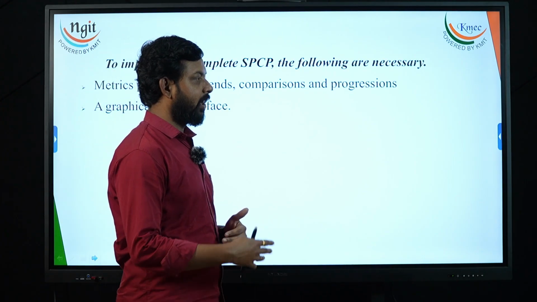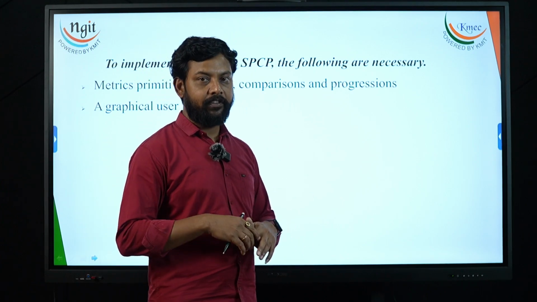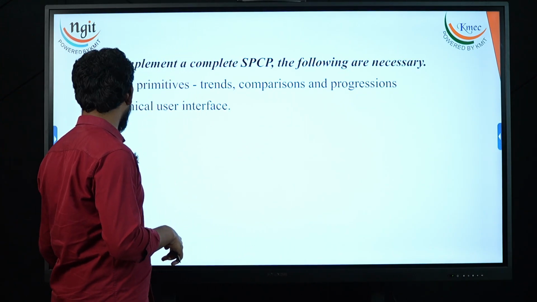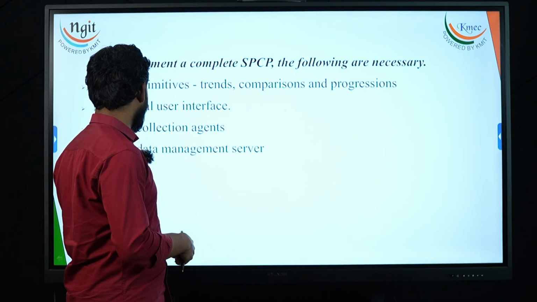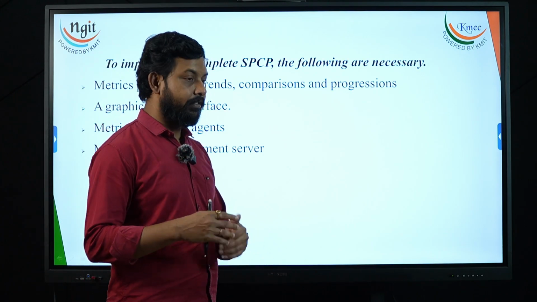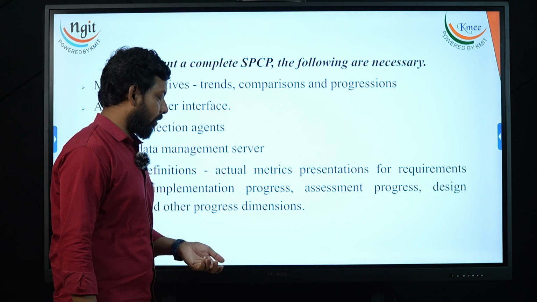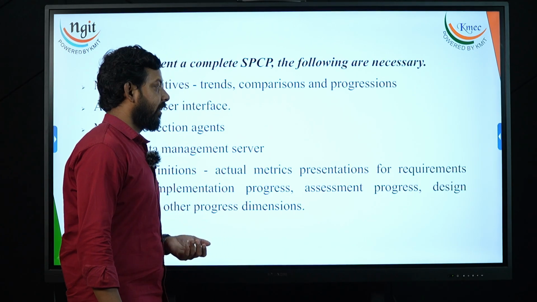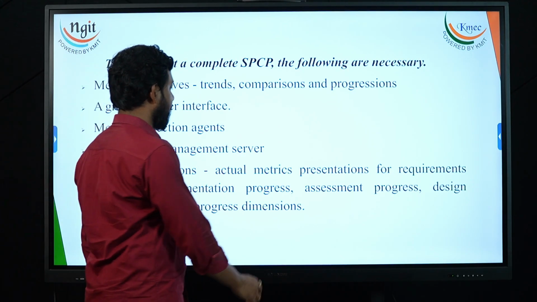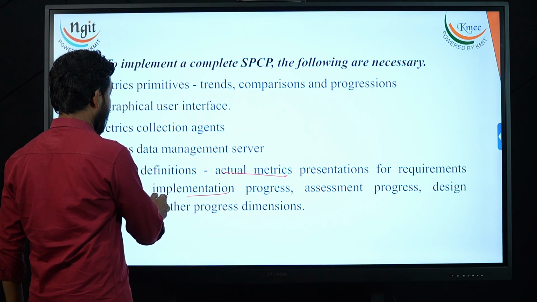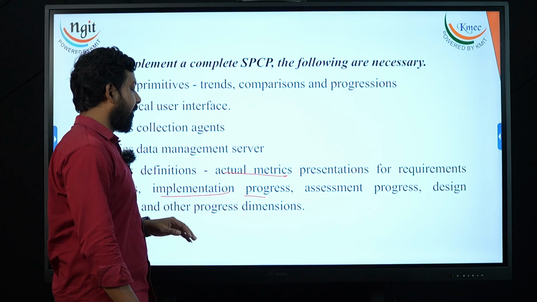Next, these metrics should create a graphical user interface. If I take your screen as a panel here, how your graphical user interface should work will be defined by your metrics. Next, metrics should also have collecting agents in order to collect the data from the user interfaces. And next, metrics need a data management server in order to store your data in the server database. And next, they are going to define the actual metrics: what implementation progress you have made so far, what assessments you have done, and what the design part of your project is. All these will be defined by your metrics here.